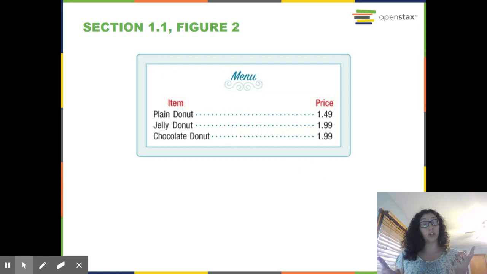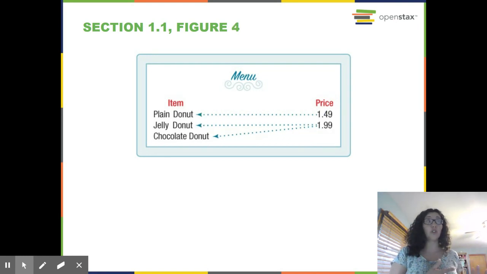Well, the first thing we could ask is which direction, right? Let's see, if our input is the item and our output is the price, is this a function? For a plain donut, is there only one price? Yes. For plain donuts, it's $1.49, jelly donuts, $1.99, chocolate donut, $1.99. There's no ambiguity, right? This is a function in this direction, if our domain is items, and our range or output is price.